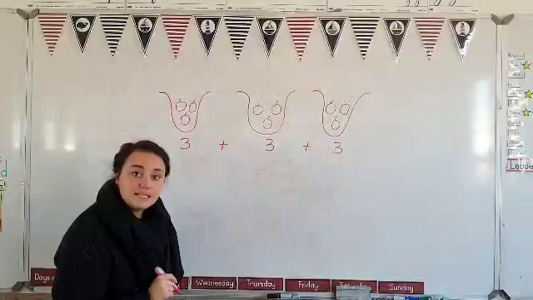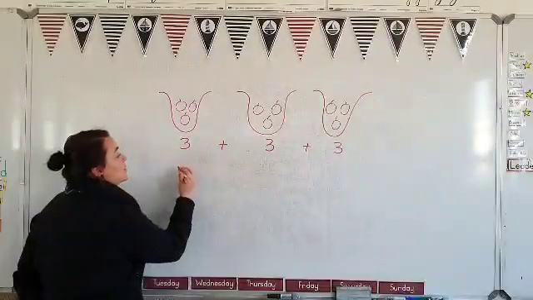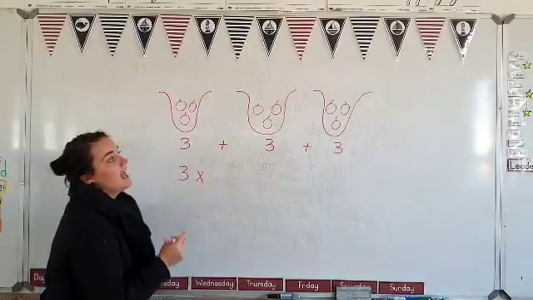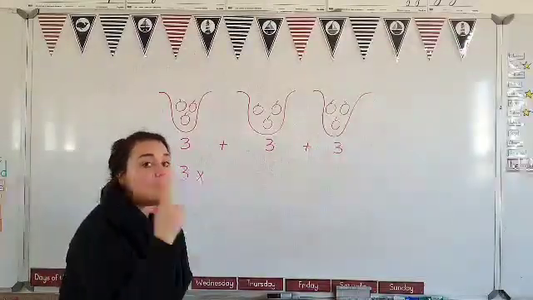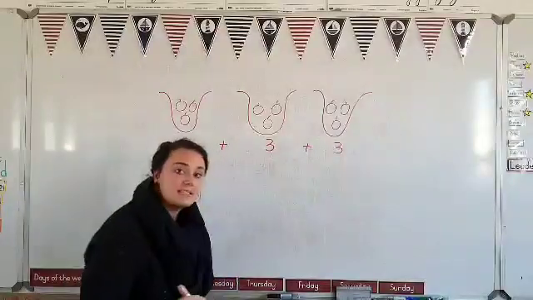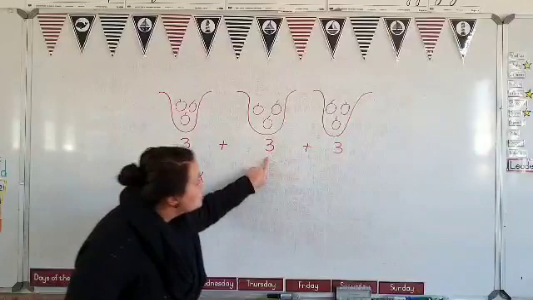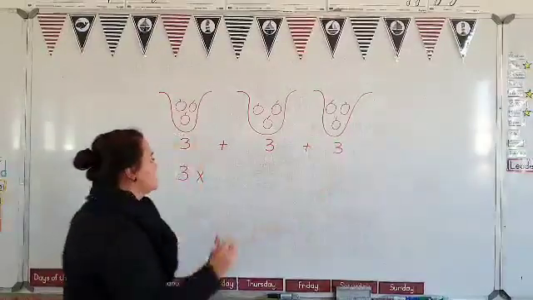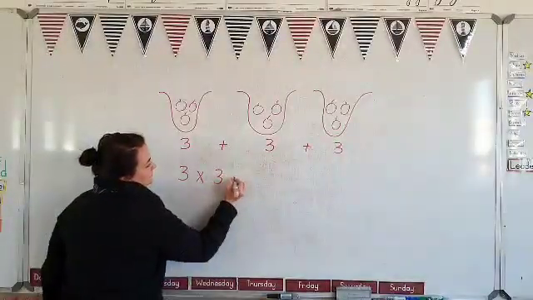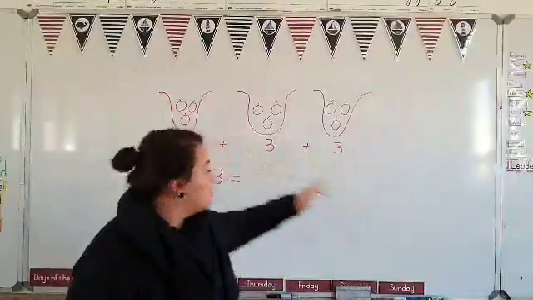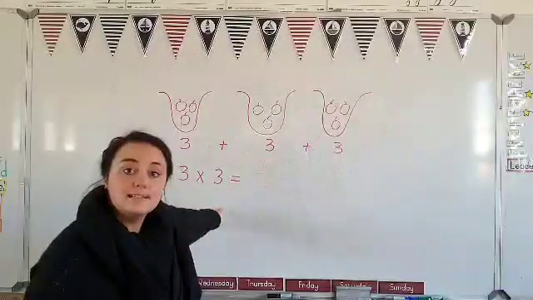Which number is repeating? Number 3 times how many groups? How many times can you see this number repeating? This number is repeating 1, 2, 3 times. Again, if you know your tables like this, you would know that 3 times 3 is 9.